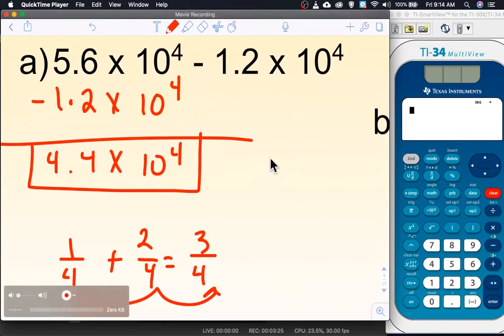Well, it's kind of like the same thing here. In order to add and subtract numbers in scientific notation, they need the same power of 10. But in your answer, that same power of 10 will stay the same the whole way through the problem. All right?